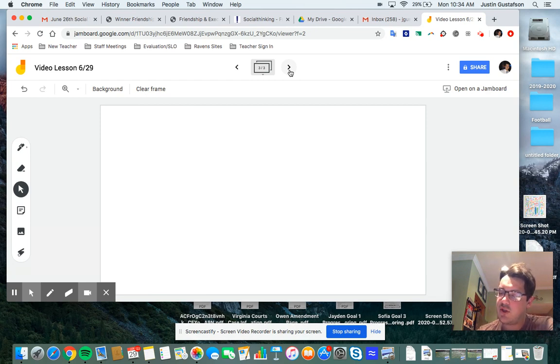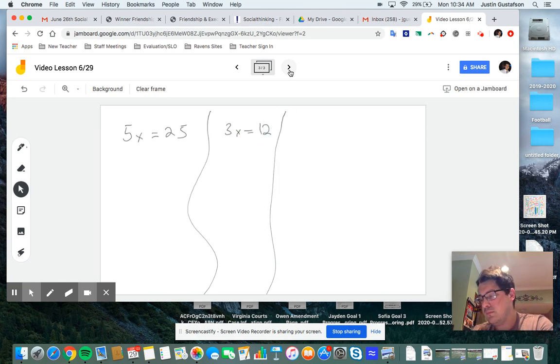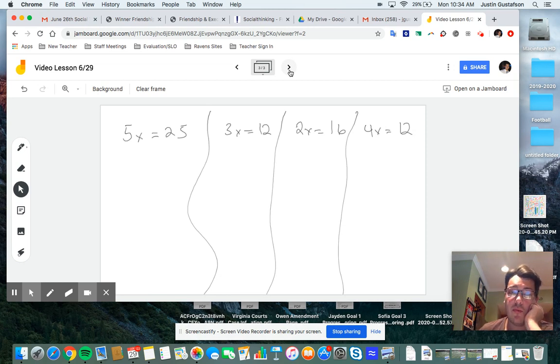Let's do some multiplication. Okay, what do we have to do? We got to ask, what kind of problem is this? When I see a number and a letter next to each other like this, it's a multiplication problem.